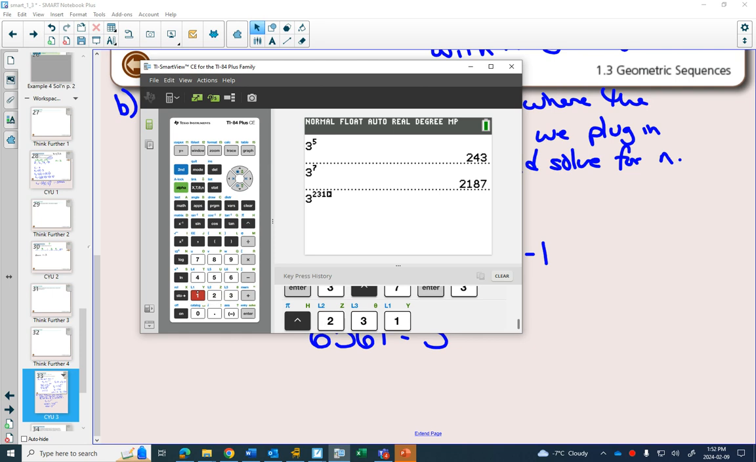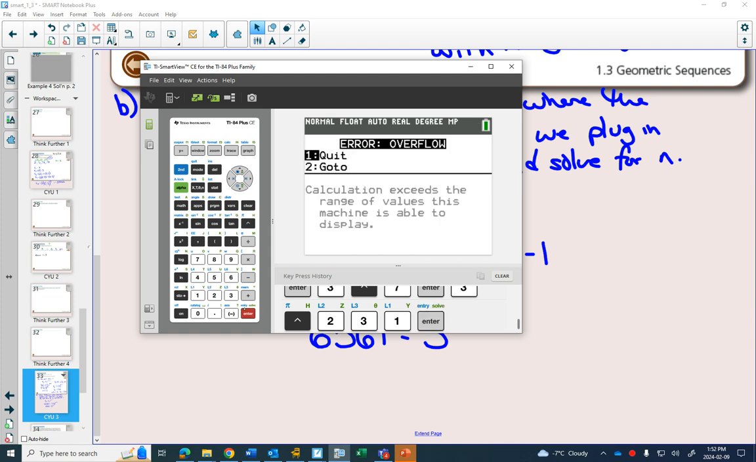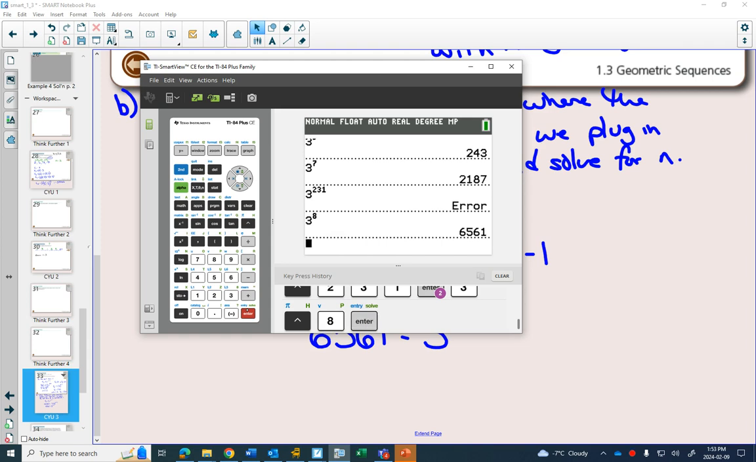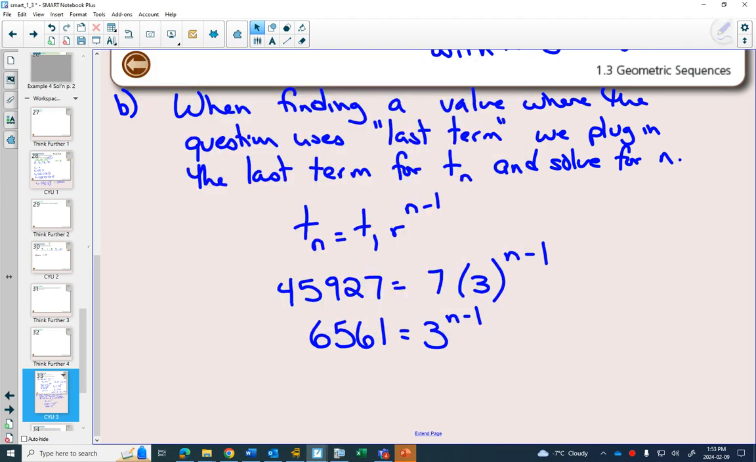Like, I was getting close. Do you see that would be a bad choice to jump all the way up to 3 to the 31? This might even explode my calculator and say it's too big, it's like too many numbers even for my calculator. Should have tried 3 to the 8. We were getting so close. Perfect.